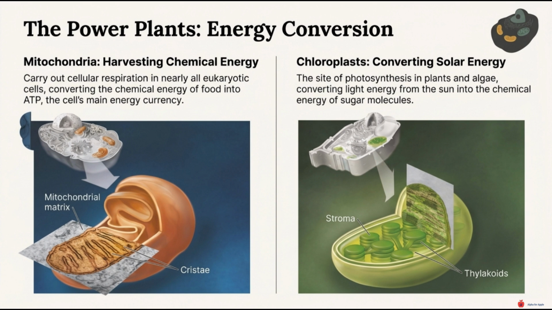Then in plants and algae, you have another power plant, the chloroplasts. Their job is photosynthesis, converting light energy into the chemical energy of sugar. They have their own internal structure of stacked sacs called grana, which is where chlorophyll traps the sunlight. And having these two distinct power systems inside one cell leads to one of the most amazing ideas in biology.